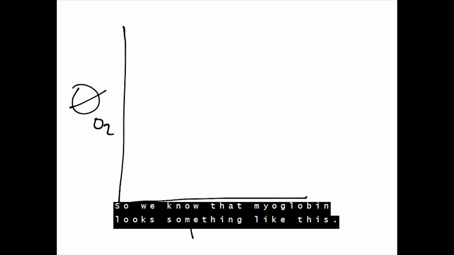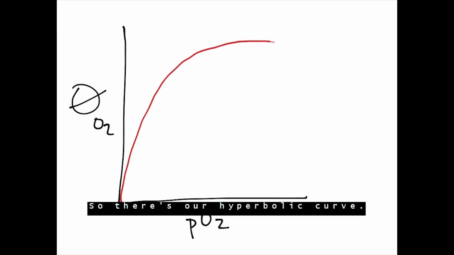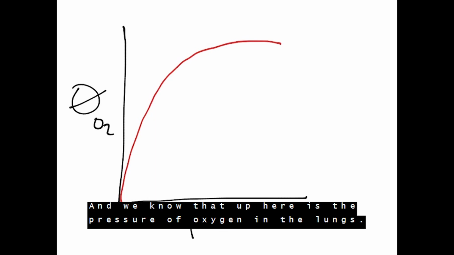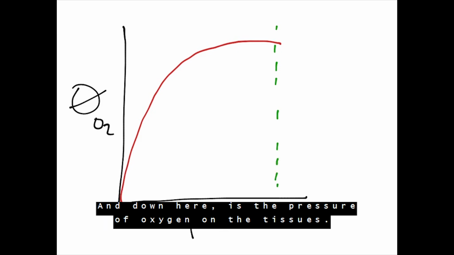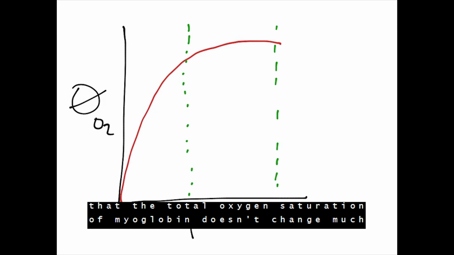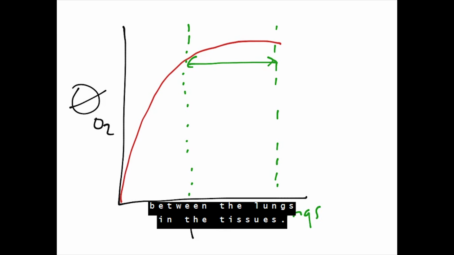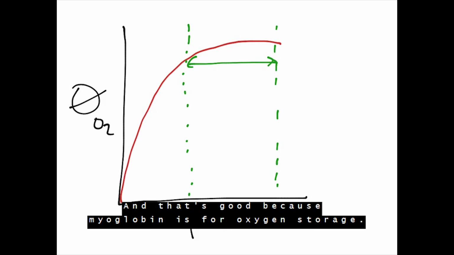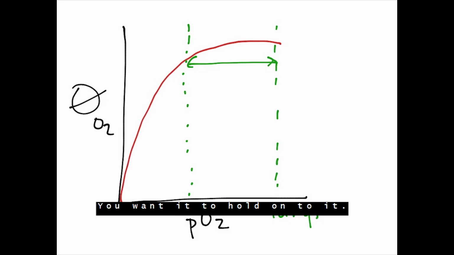So we know that myoglobin looked something like this. So there's our hyperbolic curve. And we know that up here is the pressure of oxygen in the lungs. And down here is the pressure of oxygen in the tissues. And what we can see for myoglobin is that the total oxygen saturation of myoglobin doesn't change much between the lungs and the tissues. And that's good because myoglobin is for oxygen storage. You don't want it to change.